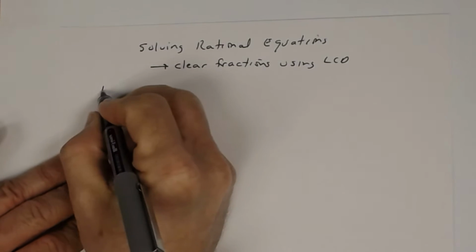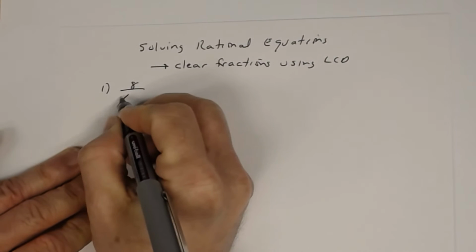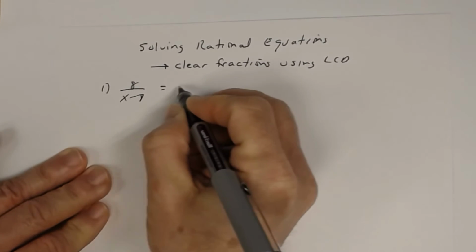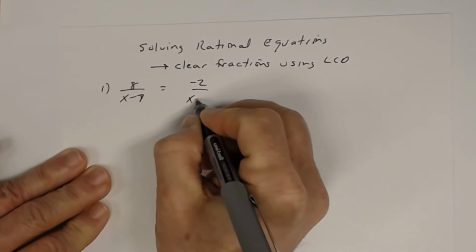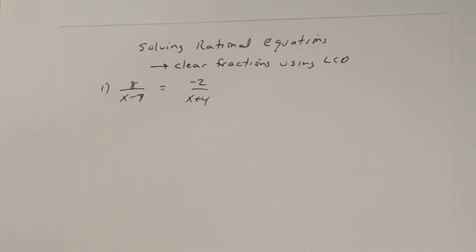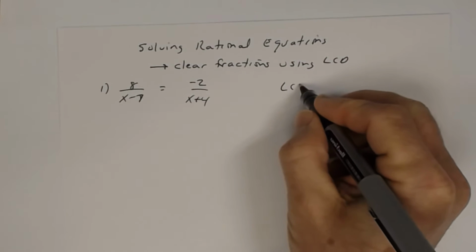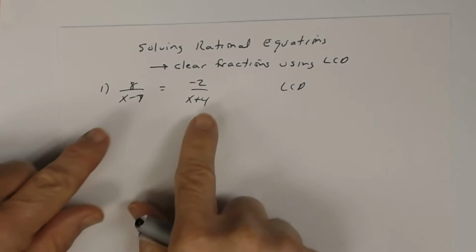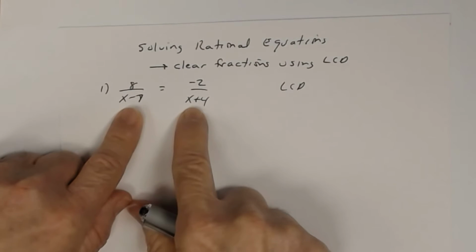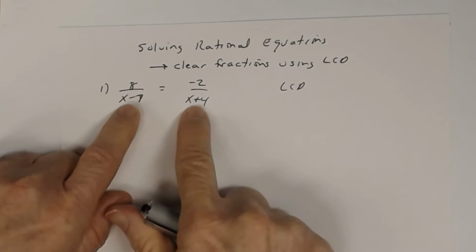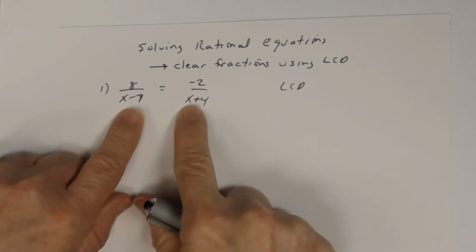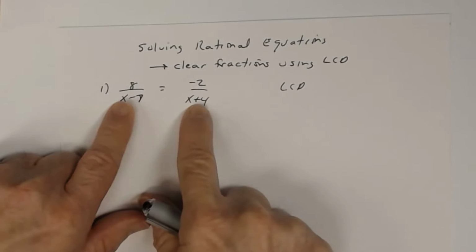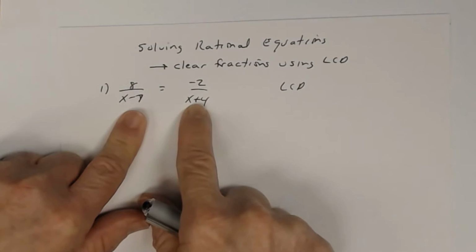So let's look at number one. Number one, we have 8 divided by x minus 7 is equal to negative 2 divided by x plus 4. Okay, now, first thing you've got to do before you can find the least common denominator is to make sure that all of your denominators are factored. Well, x minus 7 and x plus 4 are linear factors, and the GCF in both cases is 1. So in terms of factoring, there's not anything I can do.